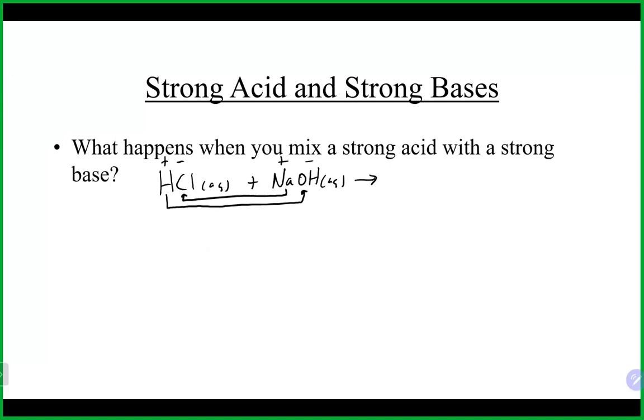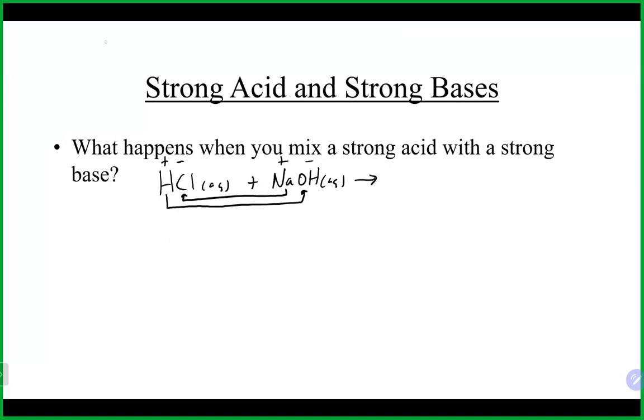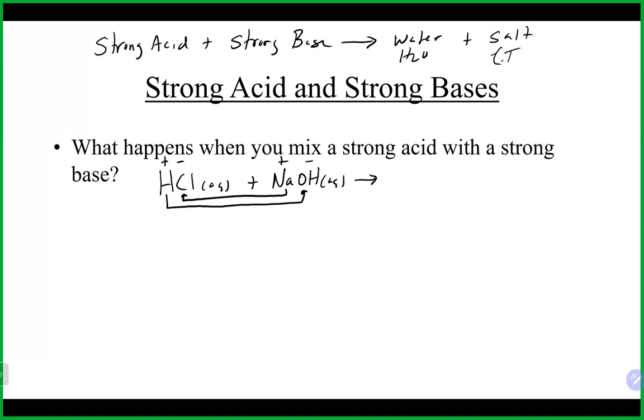Essentially, when you have an acid and base that react together, if you take a strong acid plus a strong base, you will always produce basically two things. You will produce water, H2O, and you will produce what is referred to as a salt. A salt is a fancy word, I'm not sure how fancy it is, for an ionic compound, basically something that's positive and negative together.